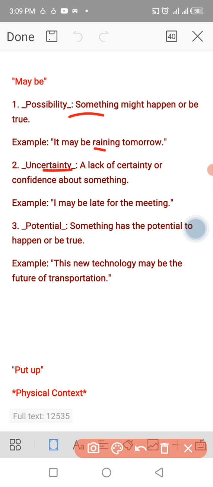Uncertainty is a lack of certainty or confidence about something. I may be late for the meeting. Potential means something has the potential to happen or to be true. For example, this new technology may be the future of transportation.